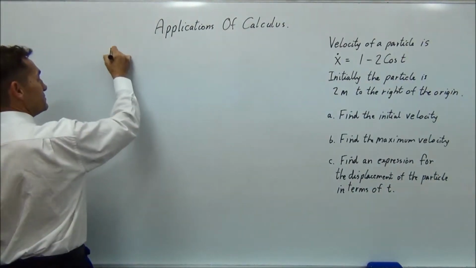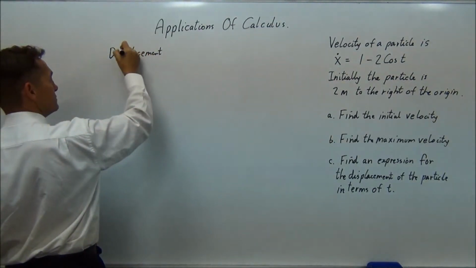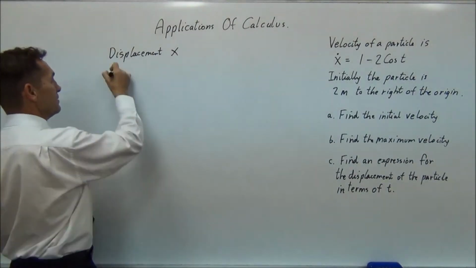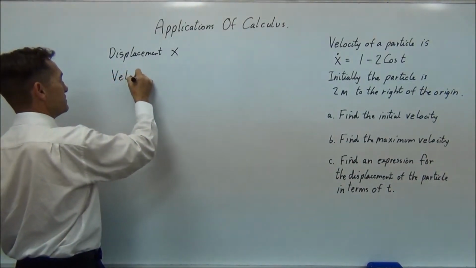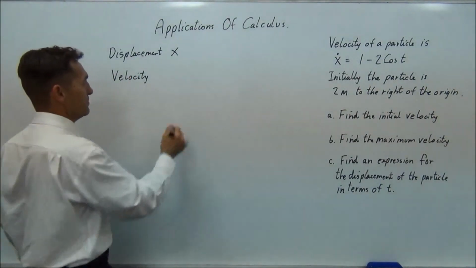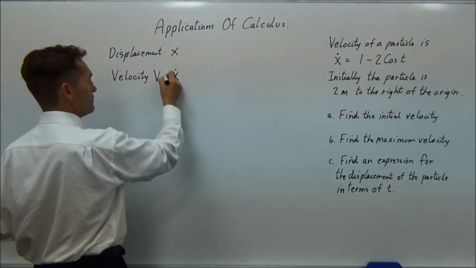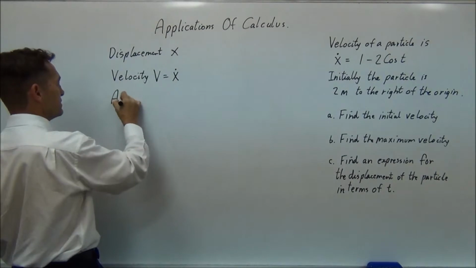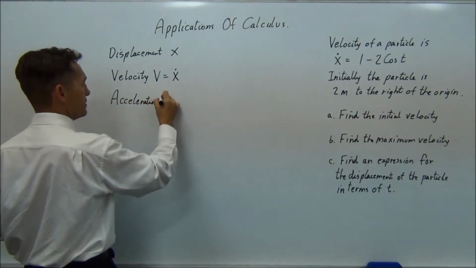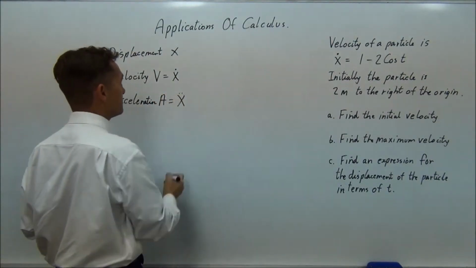So the basics of applications of calculus at 2 unit level are to do with displacement, velocity and acceleration. They usually use the letter x for displacement, so how far things have moved. Velocity, sometimes they use the letter v, but more than likely they'll use x dot. Acceleration, they will use a, or they also use x double dot.